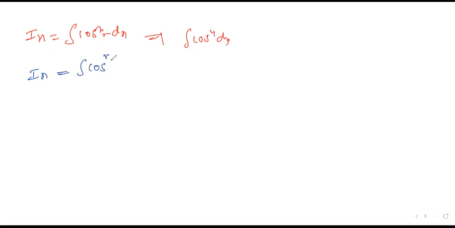Okay. Now we switch to the next question you mentioned. I_n is equal to integration of cos^n x dx. Then you're asking what is the value of integration of cos^4 x dx. It's very simple. First you need to write your own formula. I think we know I_n is equal to integration of cos^n x dx, which is equal to cos^(n-1)x into sin x by n plus (n-1) by n into I_(n-2).